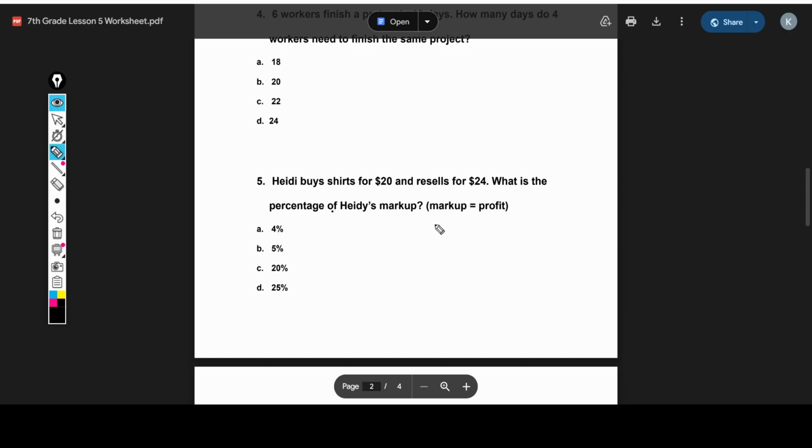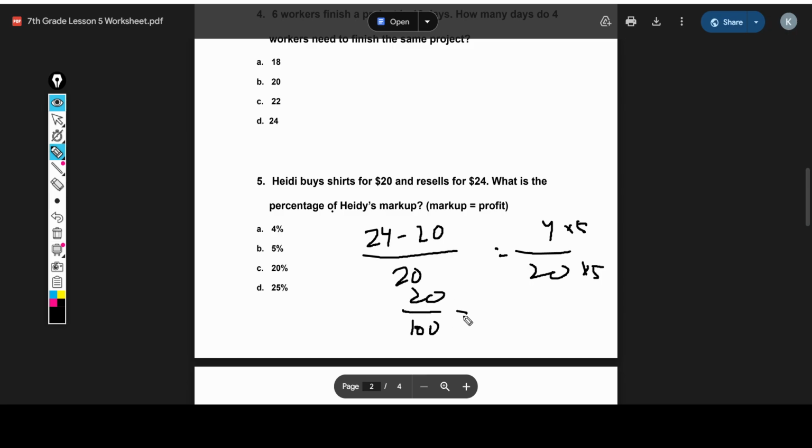So to find the percentage of the markup, you get the old price, or sorry, the price she sold it for. You subtract the price she bought it for, because profit is the amount of money you earn on top, like after expenses are factored in, and then you divide it by the original price, which was $20. And so this gives you 4 over 20, and if you want to convert it to percent, you can multiply the top and the bottom by 5 to get 20 over 100, which is 20%.